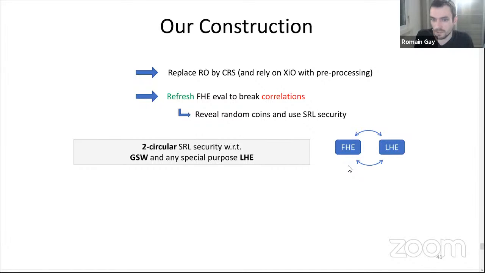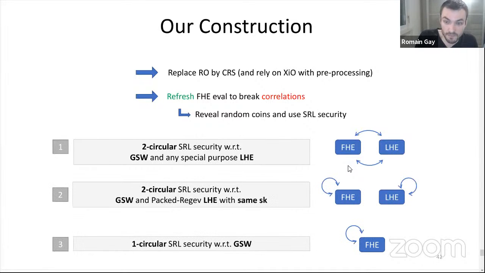So far, that's what we did. And this is just the first step. Then we actually realized, well, we can use specifically an LHE that is a new packed Regev variant. And because GSW is also based on a Regev encryption, essentially, they can use the same secret key. And it turned out to work.